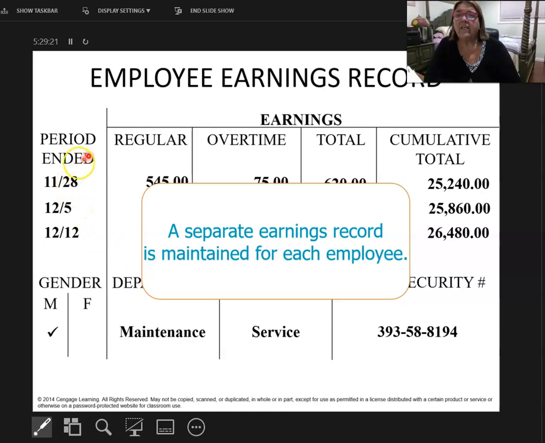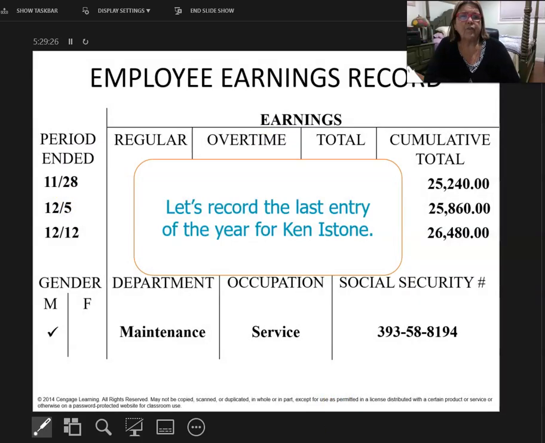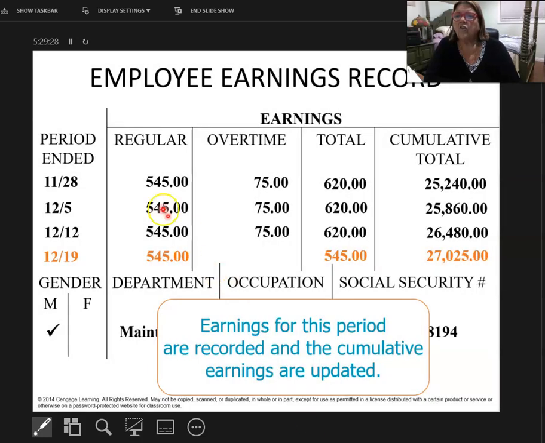Basically it's for this employee only, and we're going to do it for Ken. Okay, so all of his payroll is on here. These are all period endings, not pay dates. Here's how much he makes. Here's his overtime, his total. Here's his cumulative total. And then I'm going to note deductions after this.